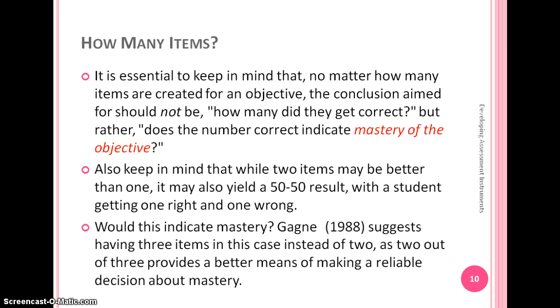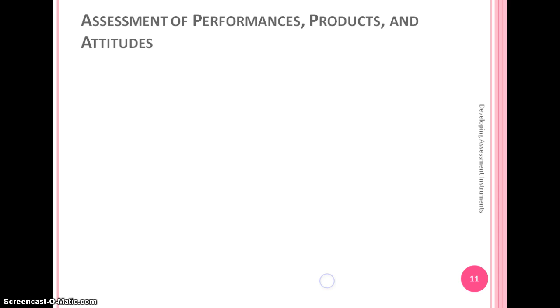So it is advisable for you to develop 3 instead of 2, as Gagne suggested here. Having 3 items in this case instead of 2, as 2 out of 3 provides a better means of making a reliable decision about mastery. So if the student manages to answer 2 out of 3 correctly, then he has mastered the objective.